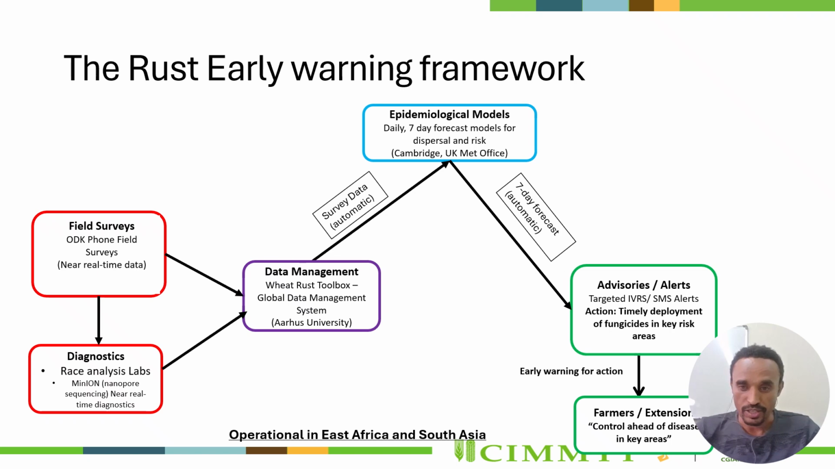I'm sure you have also seen probably this chart or something that looked like this. I just modified it to show the role of the field surveys that we conduct in the overall framework of the early warning and advisory system. So the advisory system starts from field surveys. The field surveys we conduct are now being done using the ODK tool.